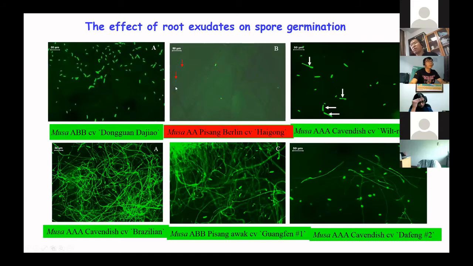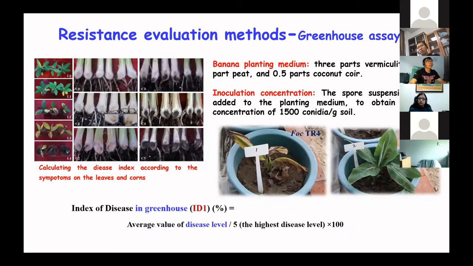And also we can see the effect of root exudates on spore germination from the 3 resistant varieties. We see very few spores, but we found lots in the sensitive varieties, where we can see lots of the spores germinated in the root zones and root area from the root systems. So, we developed the resistance evaluation method in a greenhouse.